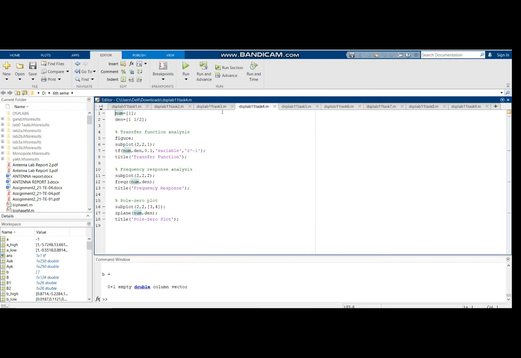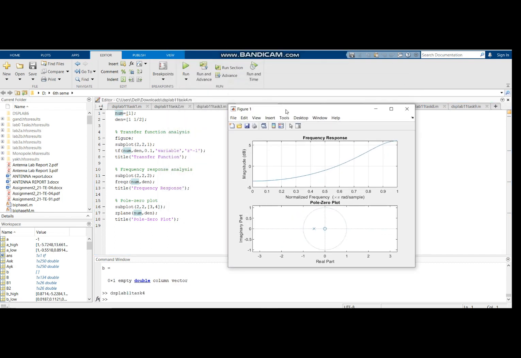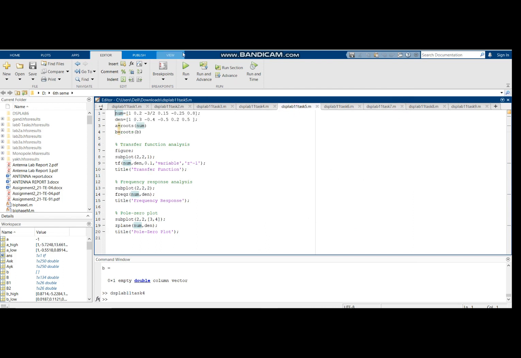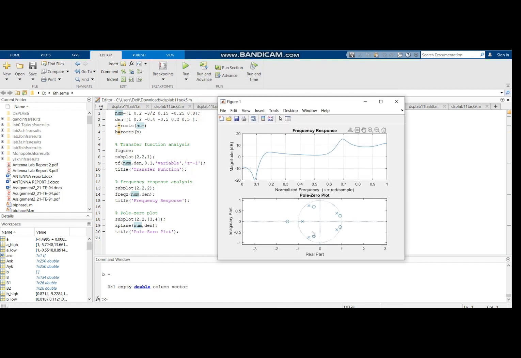Moving towards task 4, let us run the code and observe the output. Here we can see that a pole exists inside the unit circle, which means that the system is stable. Task 5, let us run it and observe the output. Here we can also see that all the poles are inside the unit circle, which means that the system is stable. A zero is outside the unit circle, but it does not affect the system's stability or instability.